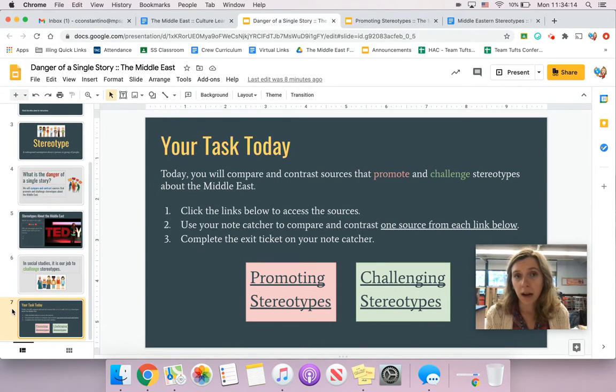Again, you're going to compare and contrast sources that promote and challenge stereotypes. So down here, you have a link to sources that promote stereotypes. So these sources are going to show the Middle East in a harmful way. And sources that challenge stereotypes, these sources are going to show a much more honest, diverse, realistic version of the Middle East. So let me just show you what they look like.